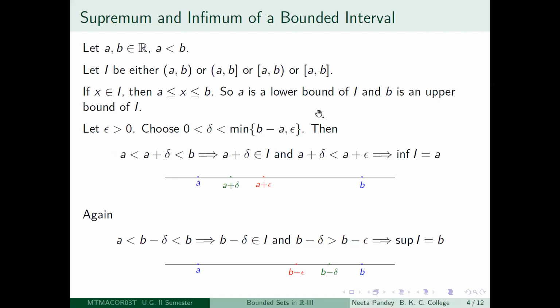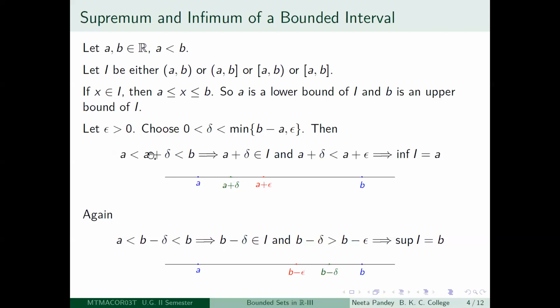The argument is quite simple actually. So I have a is a lower bound of I. I want to say that a is the greatest lower bound of I. So I increase a little bit and show that it is no longer a lower bound. So you choose any epsilon greater than 0.